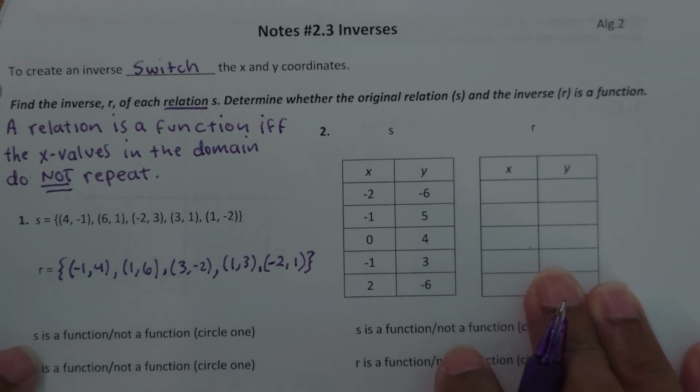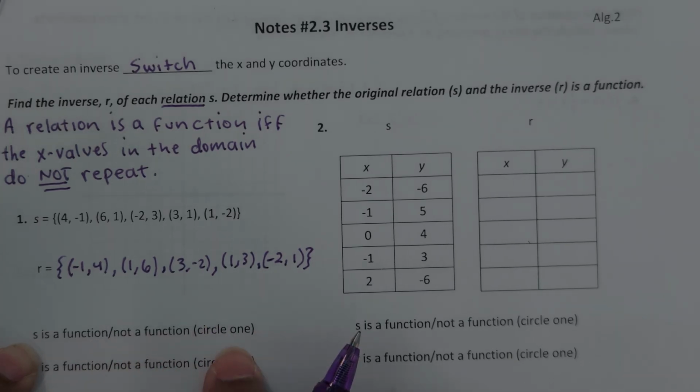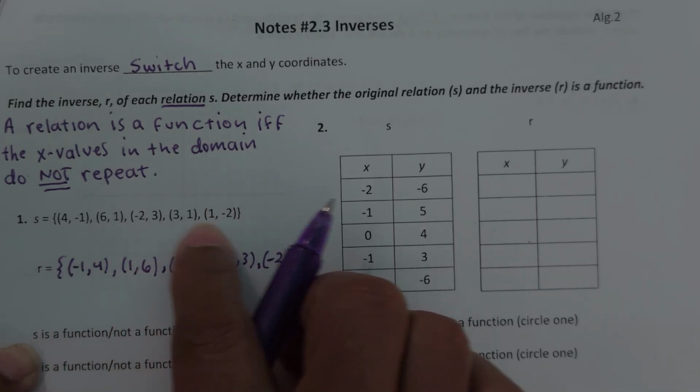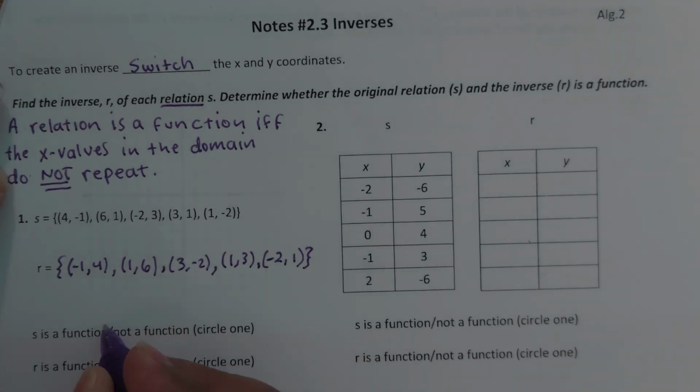So then let's answer these questions. Is the relation S a function or not a function? We have to circle one of the two. Look at the relation S: this is 4, 6, -2, 3, 1. We don't see any x values repeating. Therefore, we can say with certainty that this relation S is a function.